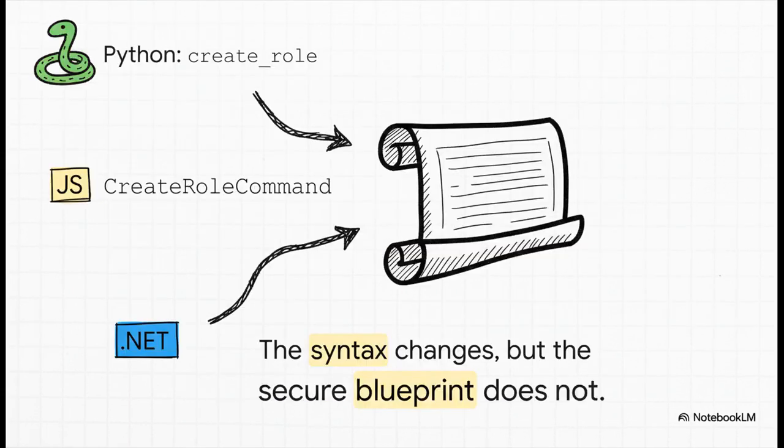And the best part about this whole pattern is that it doesn't matter what language you're using. Whether you're coding in Python, JavaScript, .NET, Go, whatever, the logic is exactly the same. You create a policy, you create a role with a trust policy, and you attach them. The syntax might look a little different, but the secure blueprint underneath is identical.